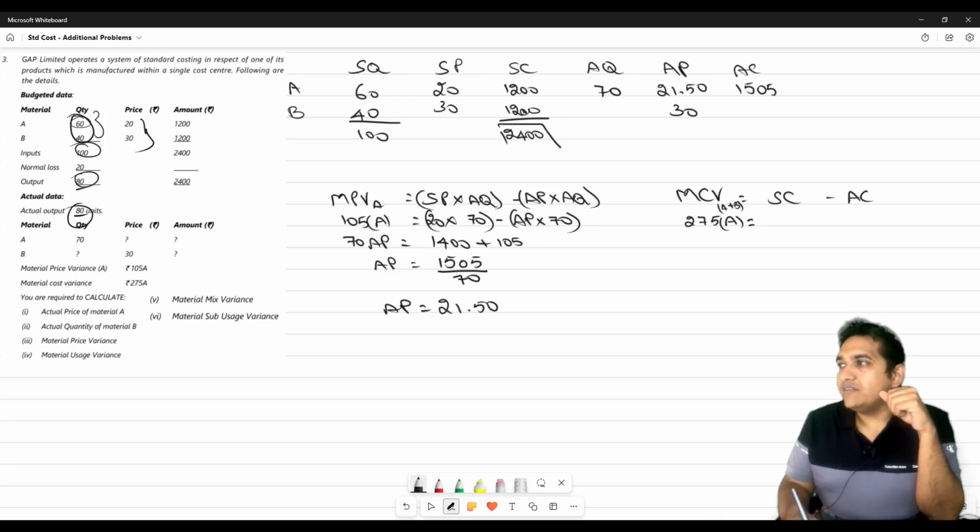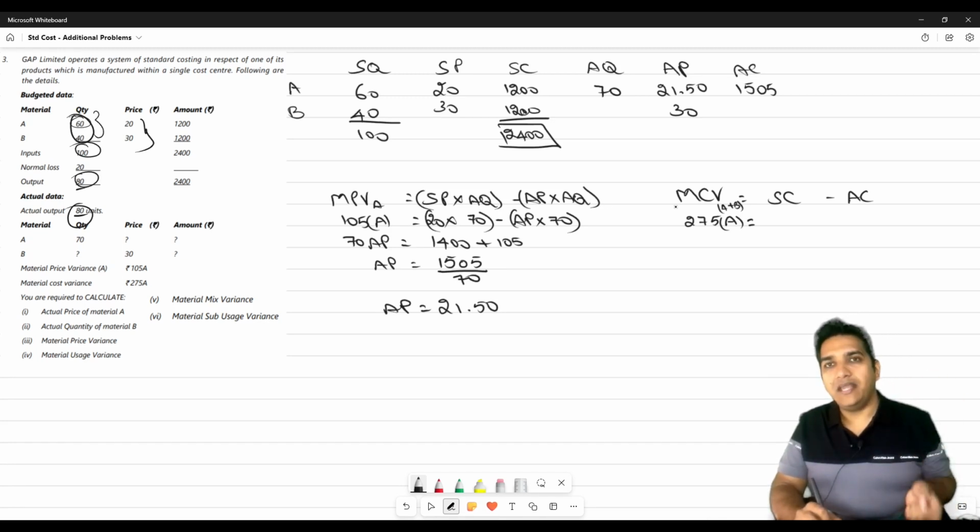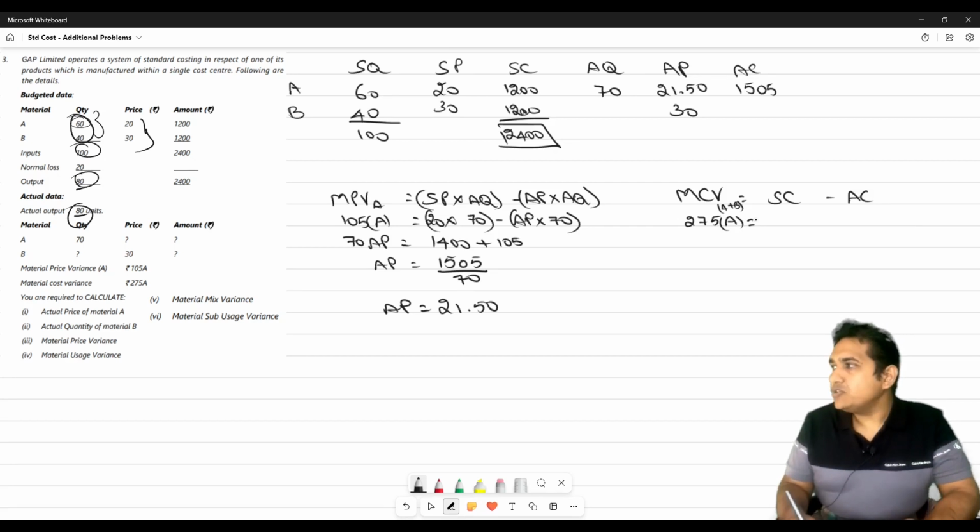We will take 2400. Why? Because we are doing for A plus B. We are not doing individually A or B. We are doing A plus B. So standard cost comes to 2400 minus actual cost. We do not have the actual cost, so let us keep it as it is.